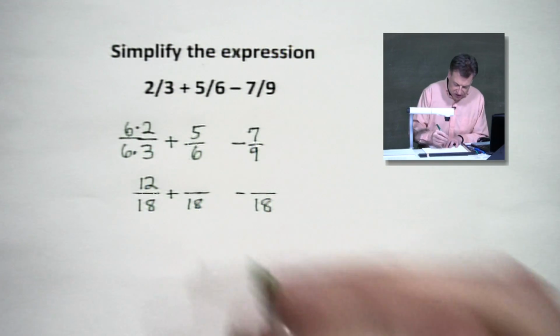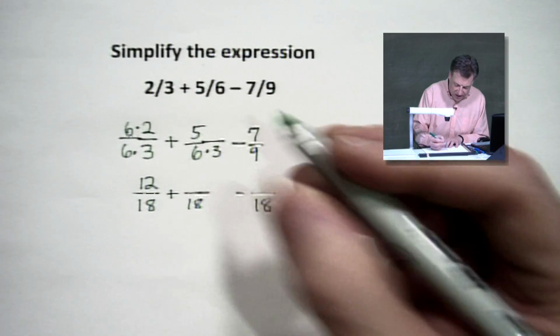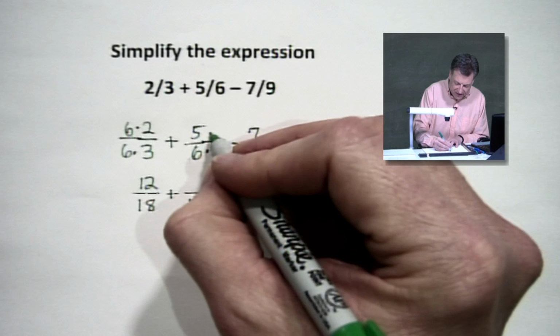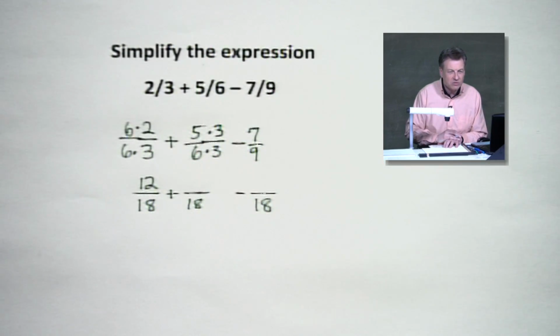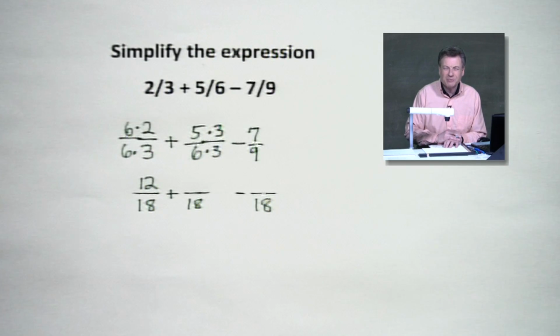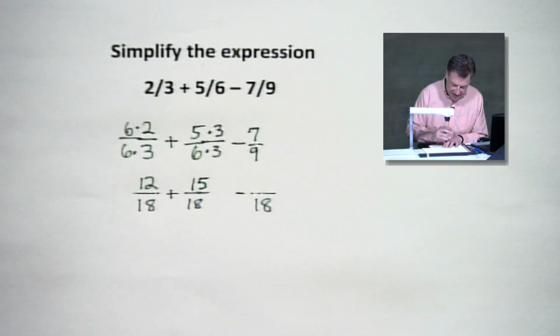Let's take a look at our next one here. To get to 18, we multiplied this 6 by 3. And you know what happens? If we do that, we've got to multiply the 5 by 3 also, all right? Whatever we multiply the denominator by, we've got to do to the numerator. And if some of y'all like to hear it, whatever you multiply the bottom by, you got to do to the top, all right? And let's see where that's going to take us. It's going to put us at 15 over 18.